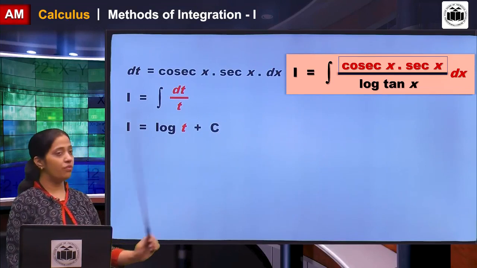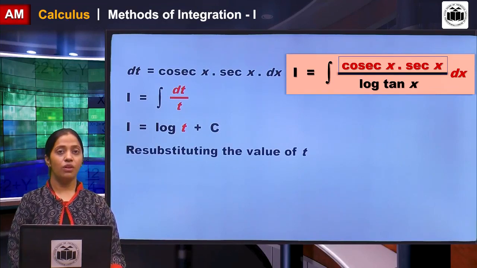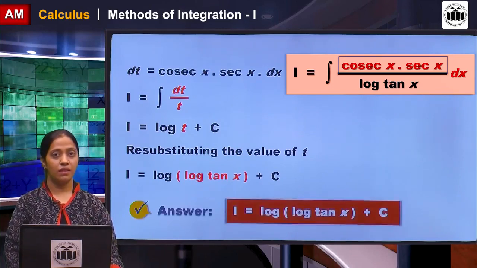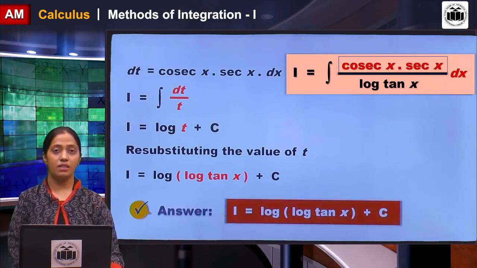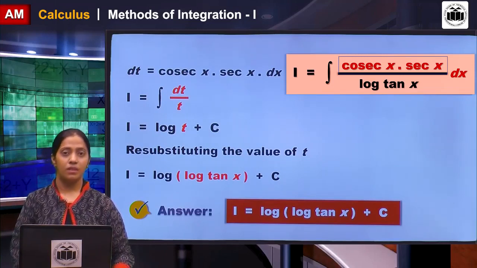So in place of t, we will write, I is equal to, resubstituting the value of t. And therefore, what is our I? I is equal to log, and what is t we have taken? Log tan x, plus c. That is our final answer: log of log tan x plus c.